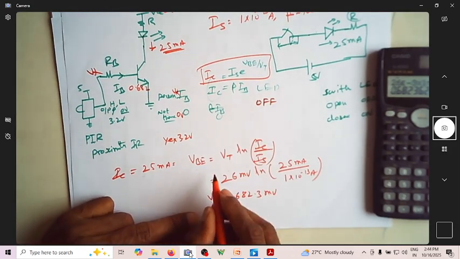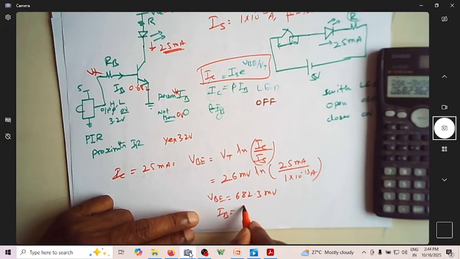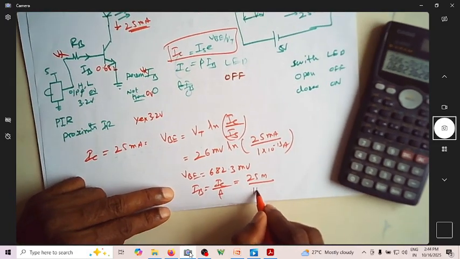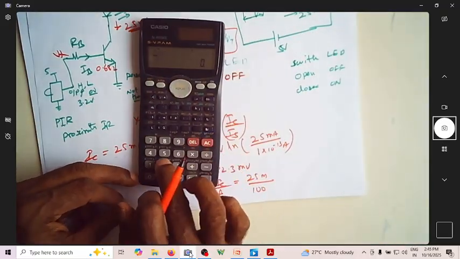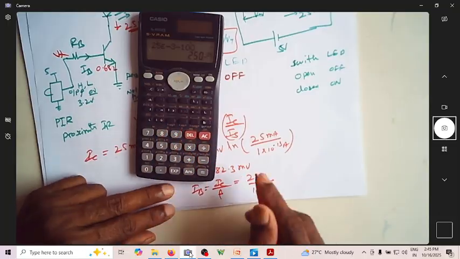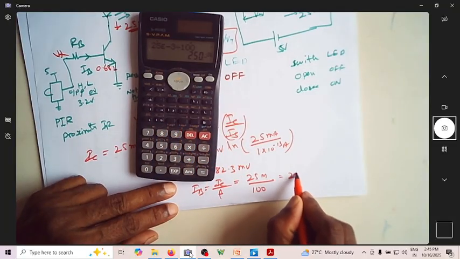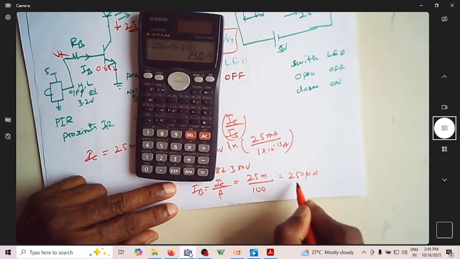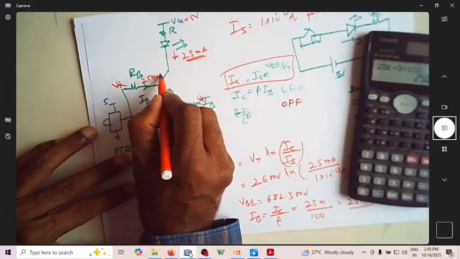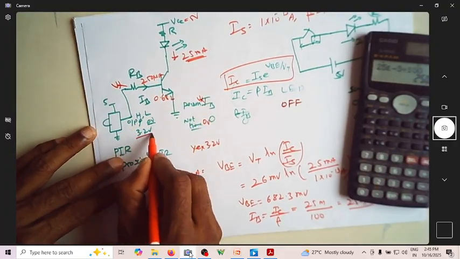Do we know what IB is also? IB is equal to IC by beta, which is 25 milli divided by 100. That is 25 exponential minus 3 divided by 100, which is 250 microampere. So IB should be 250 microampere, with 3.2 volt as a high voltage.